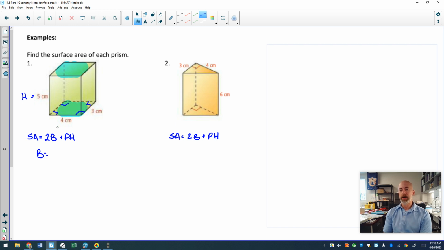Showed you. So we have a rectangle, and the area of that base would be 4 times 3, which is also known as 12. The perimeter of that base would be 2 times 4 plus 2 times 3.